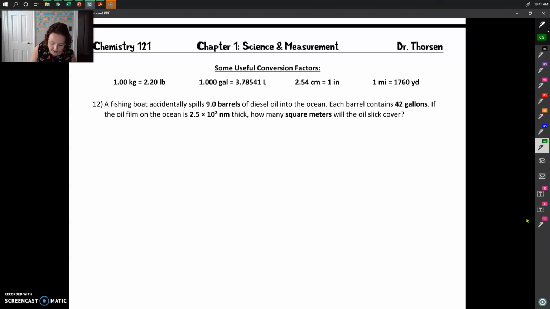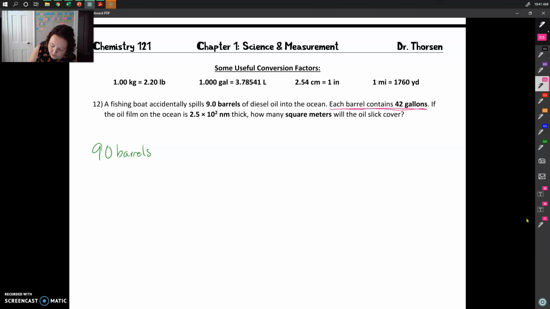Okay, so for this problem, we are starting with a fishing boat that has spilled 9 barrels of oil into the ocean, and that is going to be our starting point, the 9.0 barrels. Everything else given in the problem is either part of what we're being asked to do or information we can use to get to the final answer. Only one of these other pieces of information is what I would refer to as a conversion factor, and that is the fact that it says each barrel contains 42 gallons.